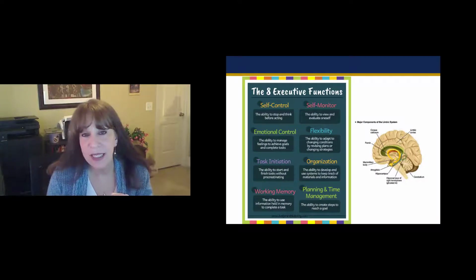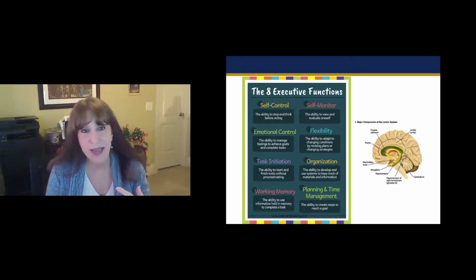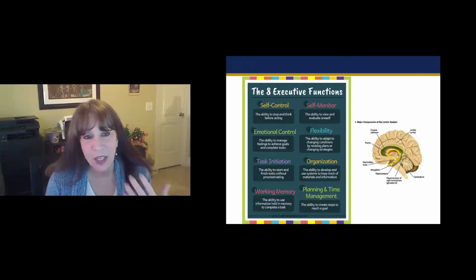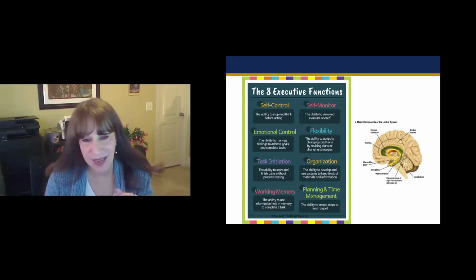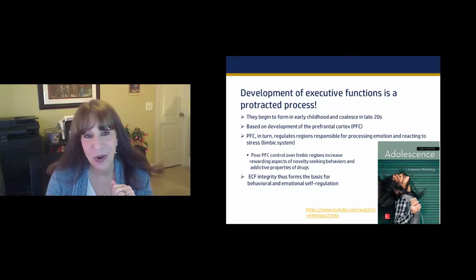These are some of the executive functions that we're referring to when I say they're controlled by the prefrontal cortex: self-control, organization, working memory, and so forth. And these are the executive functions that have a say over these lower systems that you see in the limbic system. The limbic system is about emotion, and the front of the brain needs to tell the limbic system to tamp it down, so that we have good control.